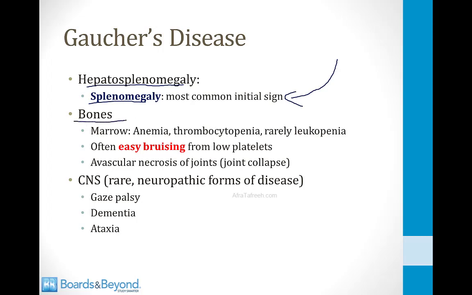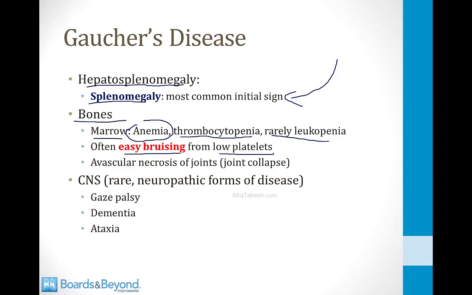The bones are also affected. First of all, the marrow can be affected. Children with Gaucher's disease often have anemia. They can also develop thrombocytopenia, and rarely they get leukopenia as well. The way this often presents, especially in a board question, is as easy bruising from the low platelets.